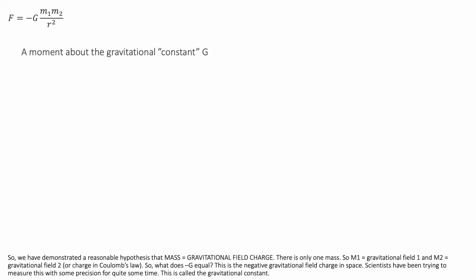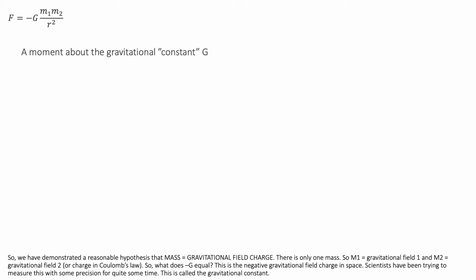So, we have demonstrated a reasonable hypothesis that mass equals gravitational field charge. There is only one mass. So m1 equals gravitational field 1 and m2 equals gravitational field 2, or charge in Coulomb's law. So, what does g equal? This is the negative gravitational field charge in space.